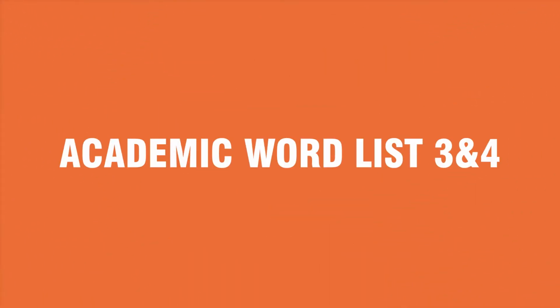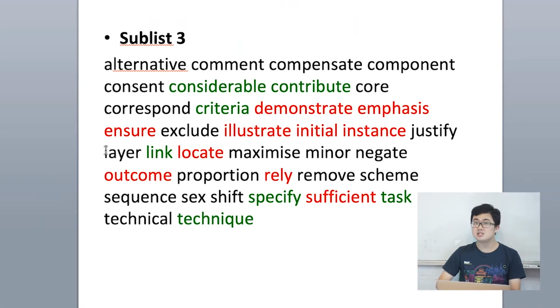Hello everyone, so today we are going to continue with the academic word list, sublist 3 and 4. So as you can see, I have already highlighted the words as usual in red and green. The words that are not highlighted, I'm not going to talk about them. The words highlighted in green are very important words. So if you have time, please check them in the dictionary. We are only going to focus on the words in red.